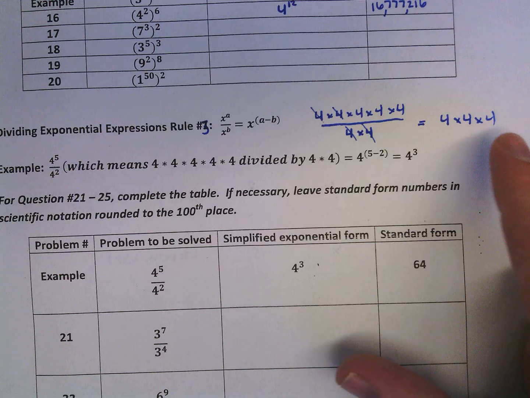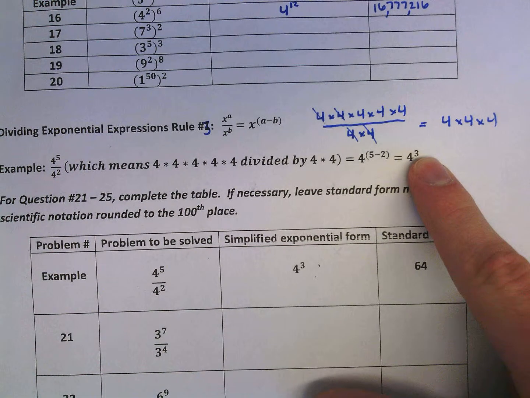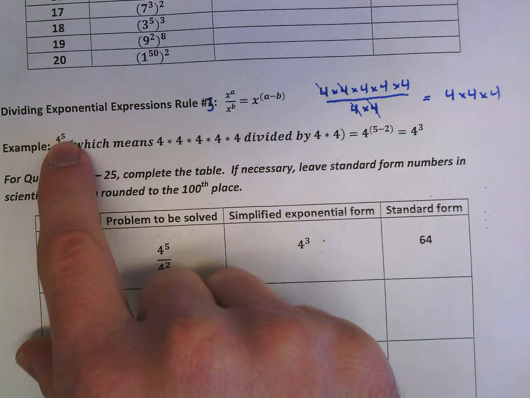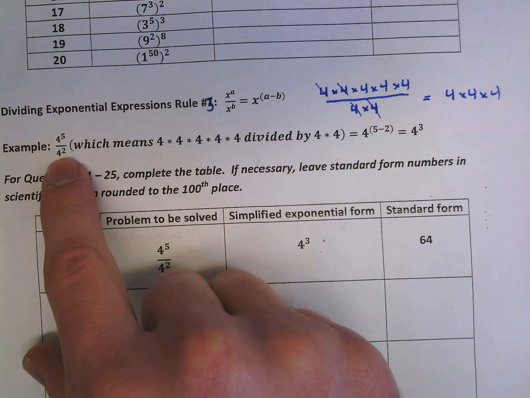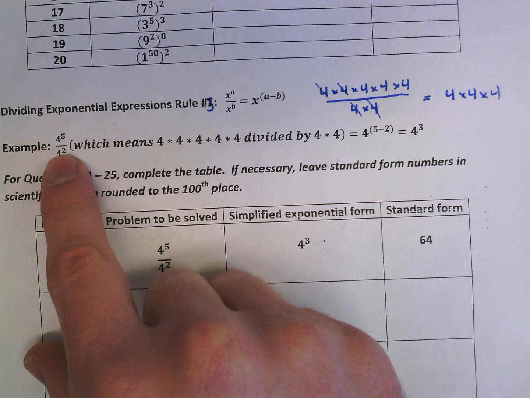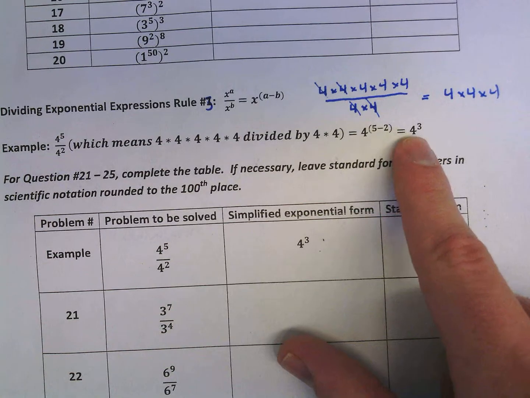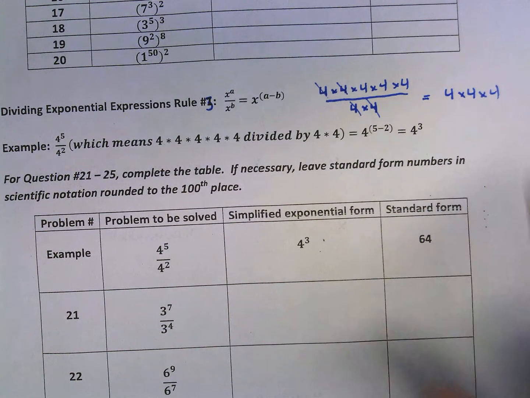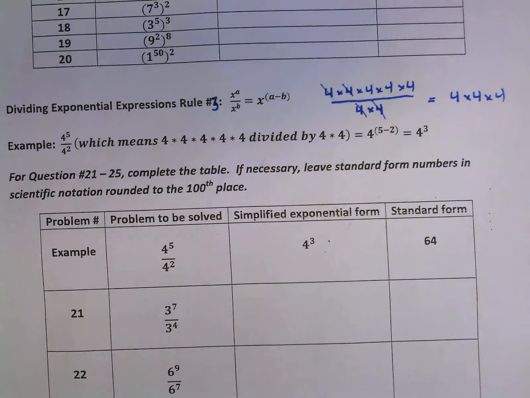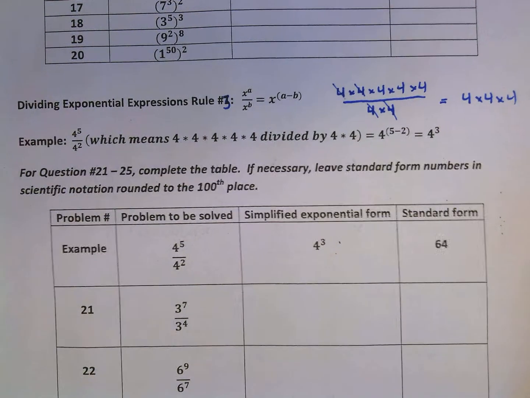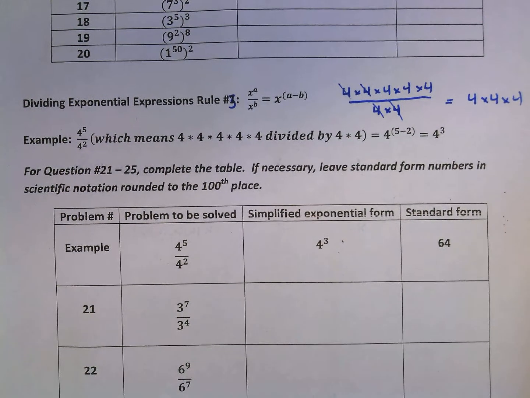So we end up with 4 to the 3rd power. Again, we have 5, our original one, subtracting the denominator's power. So numerator's power minus the denominator's power. 5 minus 2 gives me the 3. That is proved through this right here. If we take 4 to the 3rd power, you could type that in your calculator and you would find that it equals 64.